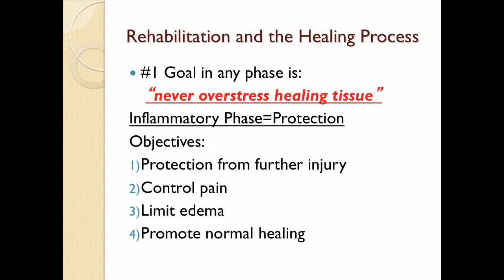So rehabilitation in the healing process: the number one goal in any of these phases is never to overstress healing tissue. So realize as the healing tissue progresses through each of these phases, it will become stronger and stronger. And so things that you may be able to do in the last phase of rehabilitation would overstress the healing tissue in the inflammatory phase.